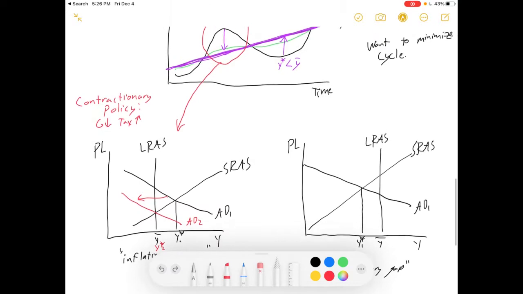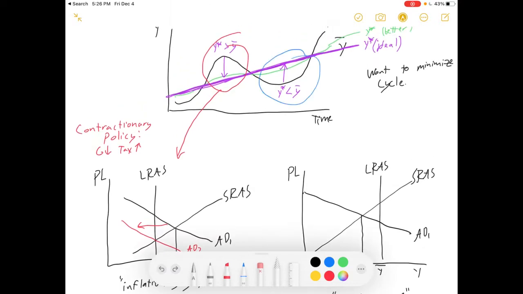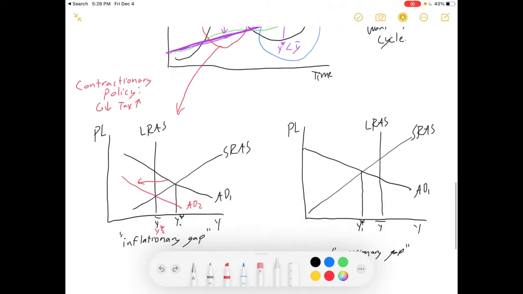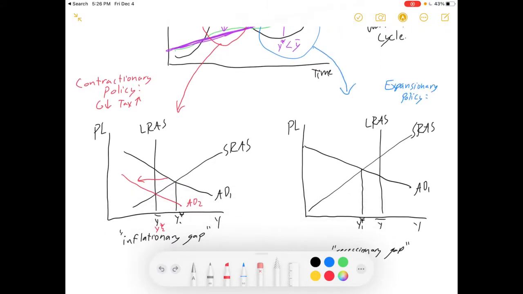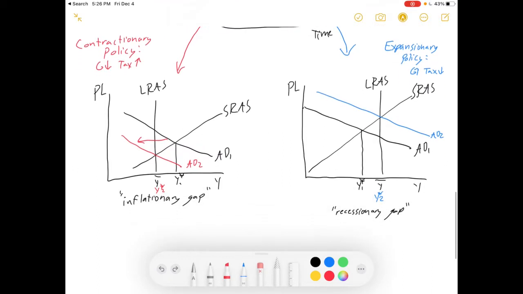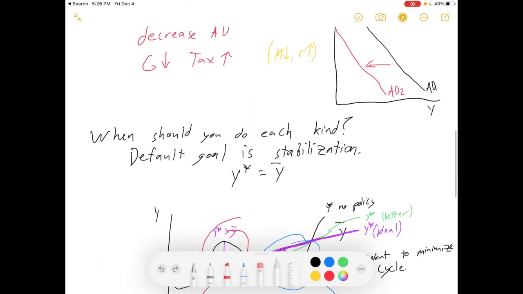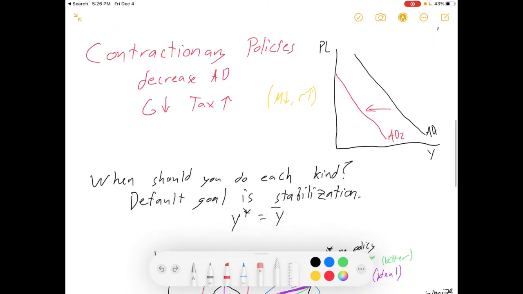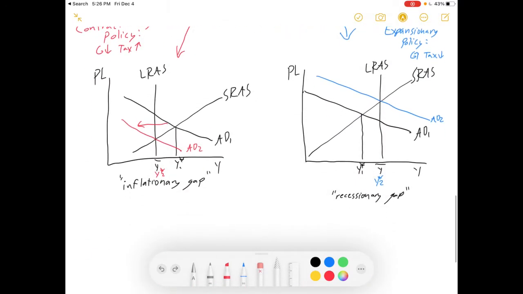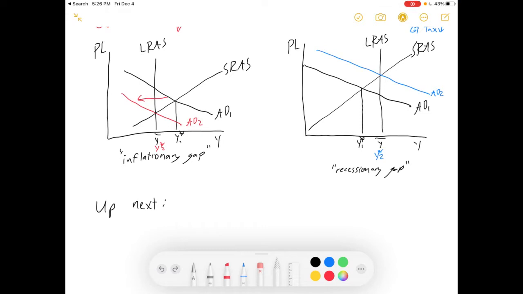And we can do the similar idea for the recessionary gap. This is for points over here, where Y star is less than Y bar. That's going to make us want expansionary policy, which is raising government spending or cutting taxes, increasing aggregate demand, and getting our Y star over to Y bar. So that's probably like half the chapter right there, is just understanding that part. Understanding the mechanics of how it works.